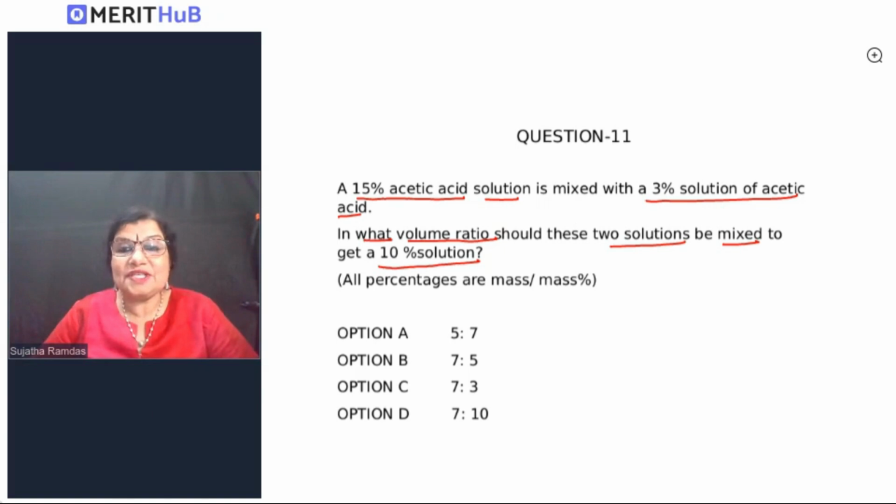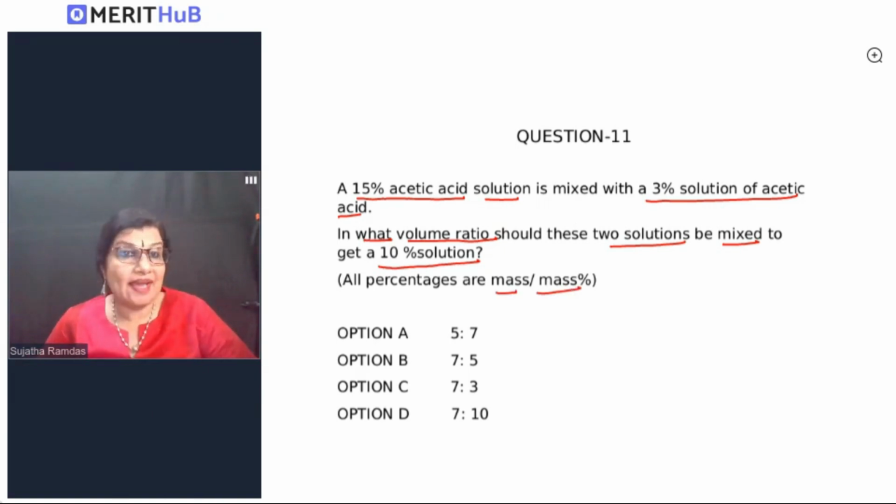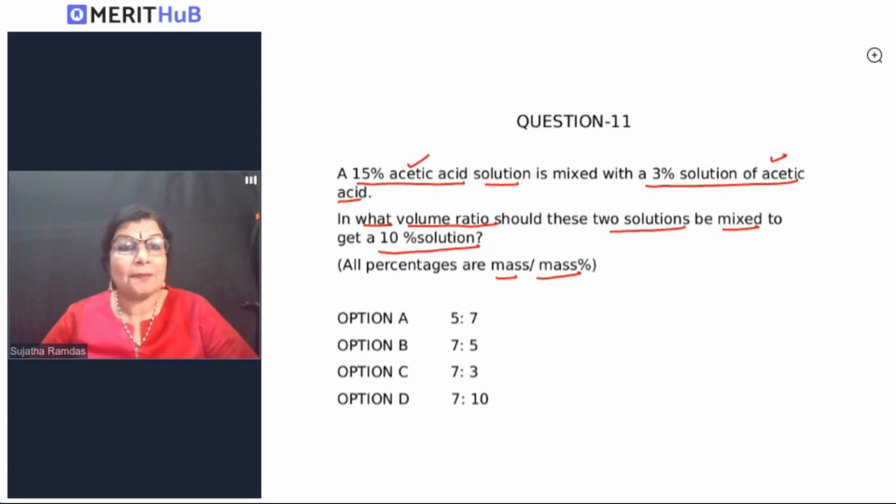All the percentages are given with respect to mass percent. So mass percent is one of the ways to express the concentration of a solution. You've been provided with 2 acetic acid solutions, 2 solutions of the same substance but of different concentrations. And the concentration of the solution after mixing these 2 solutions is 10%.